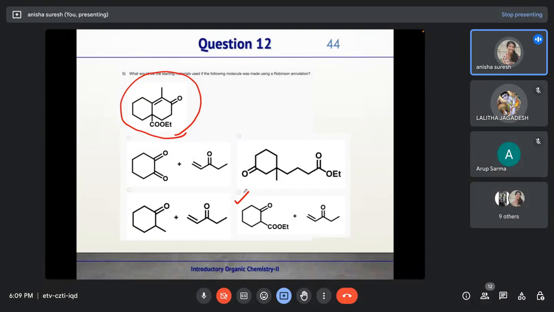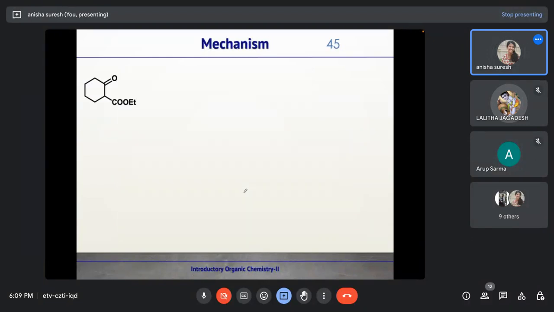We will see the mechanism. So we are having this 1,3 dicarbonyl compound. So the base will be abstracting the proton that will be present here. That, sorry, not here.